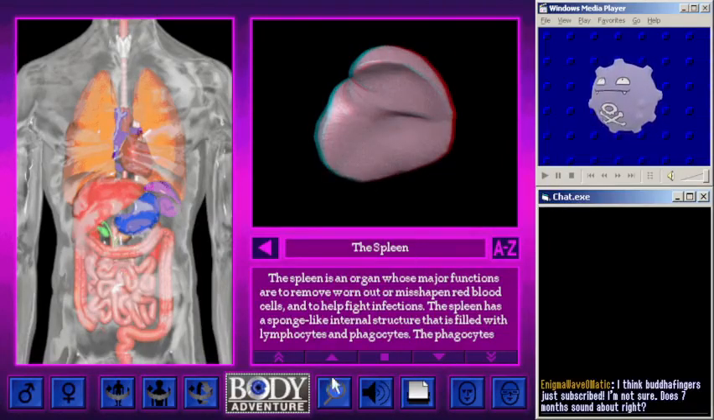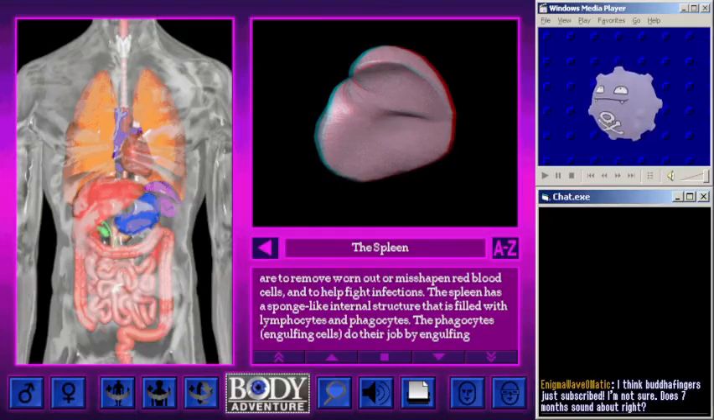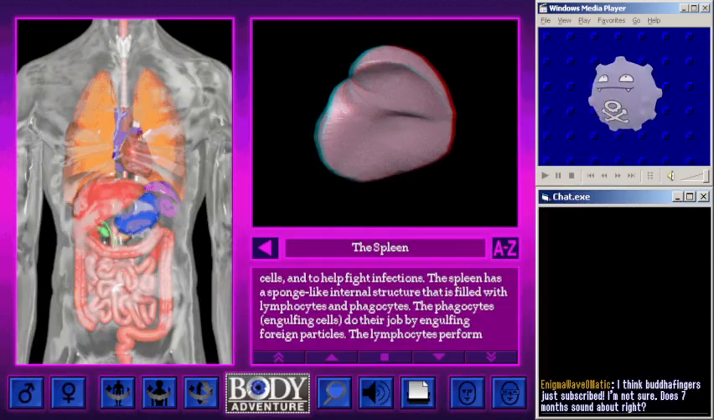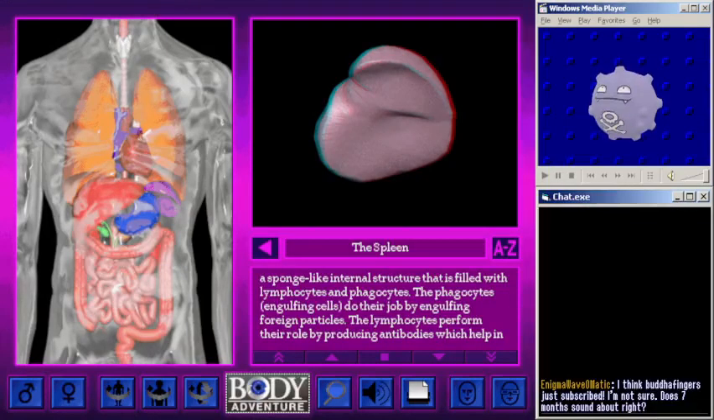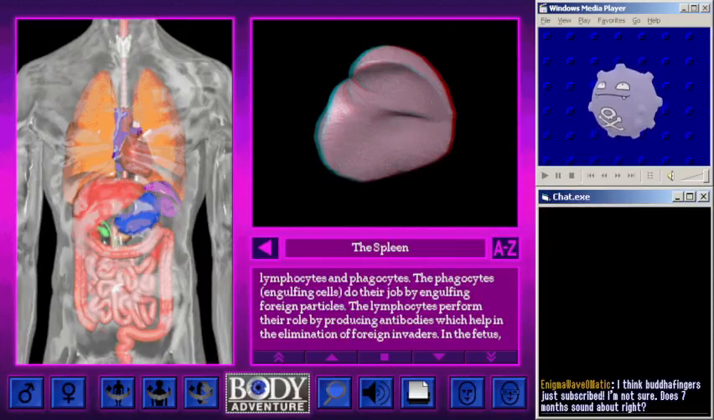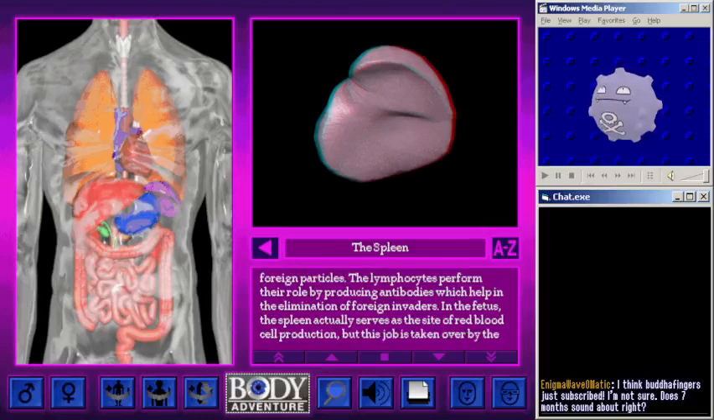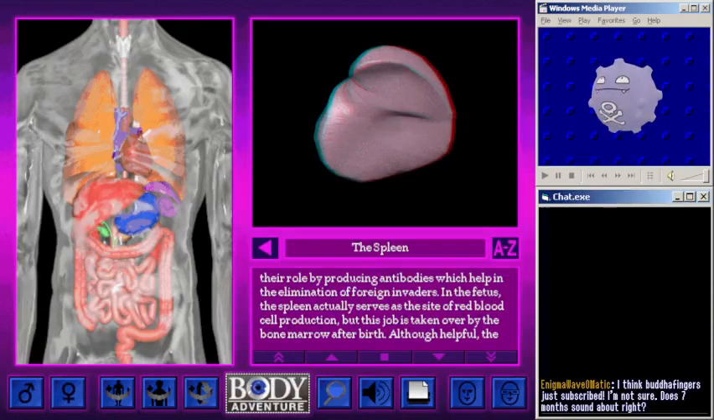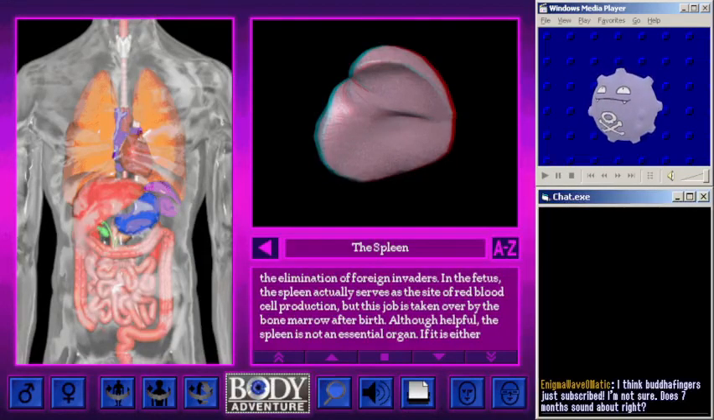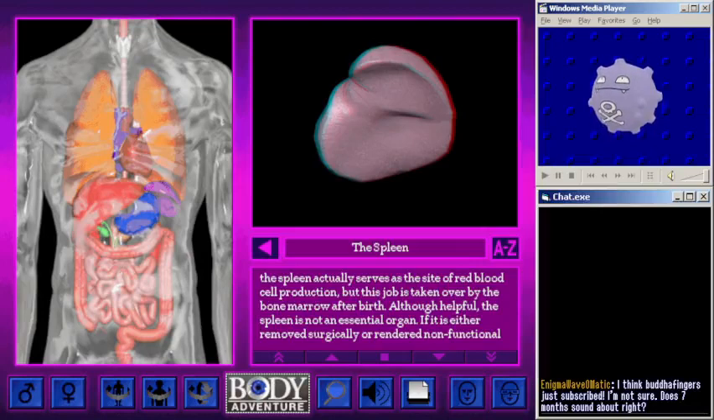The spleen. Yes. The spleen is an organ whose major functions are to remove worn out or misshapen red blood cells and to help fight infections. The spleen has a sponge-like internal structure that is filled with lymphocytes and phagocytes. The phagocytes, engulfing cells, do their job by engulfing foreign particles. The lymphocytes perform their role by producing antibodies which help in the elimination of foreign invaders. In the fetus, the spleen actually serves as the site of red blood cell production, but this job is taken over by the bone marrow after birth.